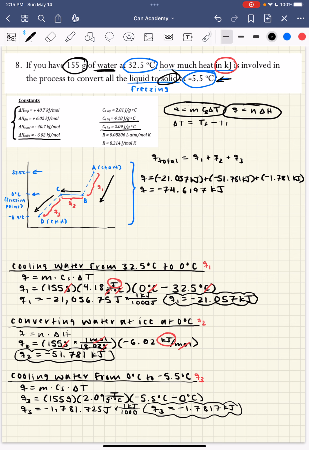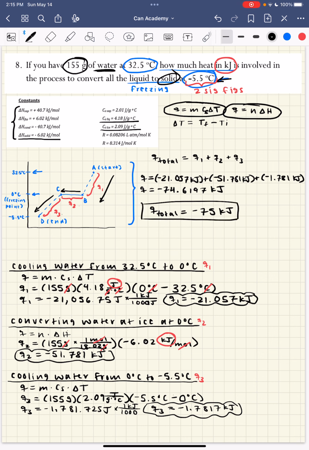But now we have to worry about sig figs. So we look back at the original question, and we see that the limiting value is going to be this negative 5.5. So we're going to want 2 sig figs in our final answer. So we get the Q total is equal to negative 75 kilojoules, because we're going to want to round. So that's our final answer.